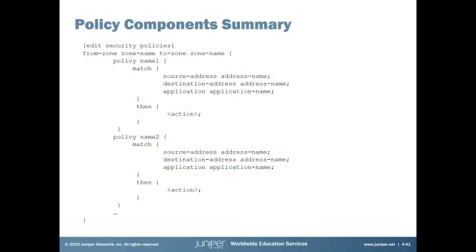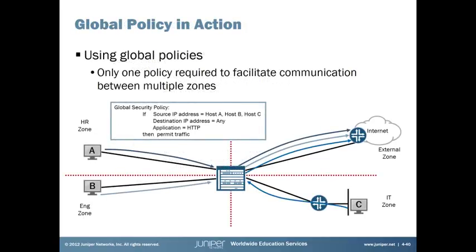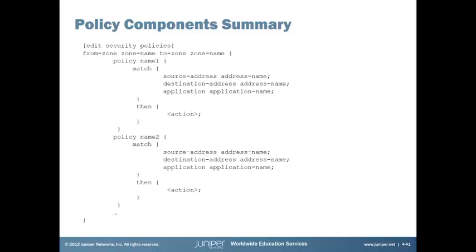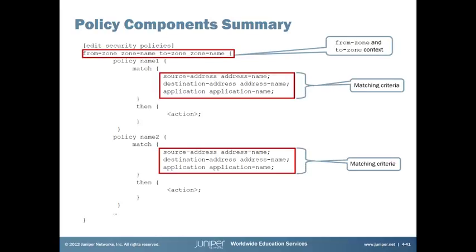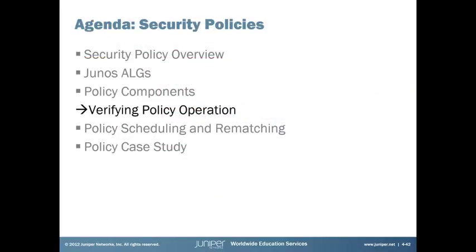An example of a global policy. This is just going back and recapping our summary of our security policies. That's not a global policy. That's a regular security policy. So we have got from a zone to a zone. We've got source address, destination address, then the action. So we're matching and then the action. You're going to have to put all those components to create a policy. Context, matching, action. Then we can verify the operation of a policy. So we'll get into how we do that.